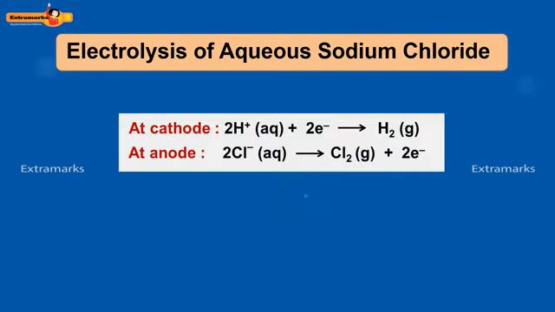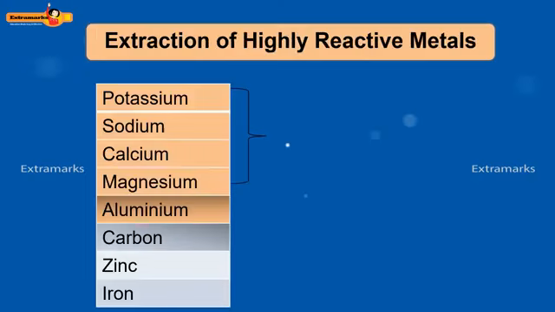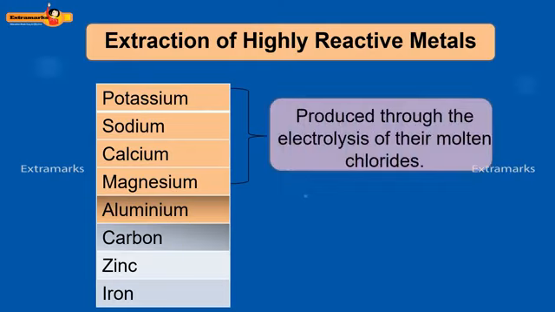You are probably wondering if we can use an aqueous solution of sodium chloride instead of molten sodium chloride? The answer is no, since the sodium metal formed at the cathode will react with water in the aqueous solution to form sodium hydroxide. So, we cannot obtain sodium metal from an aqueous solution of sodium chloride. Other metals such as potassium, calcium, and magnesium can also be produced through the electrolysis of their molten chlorides.